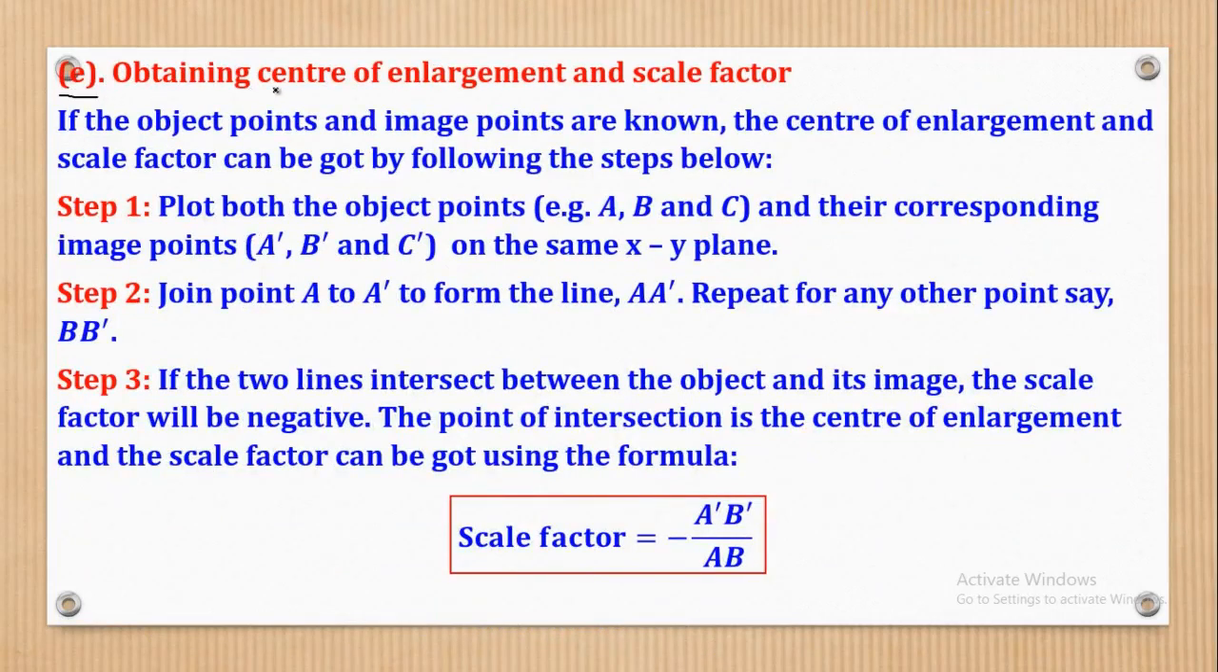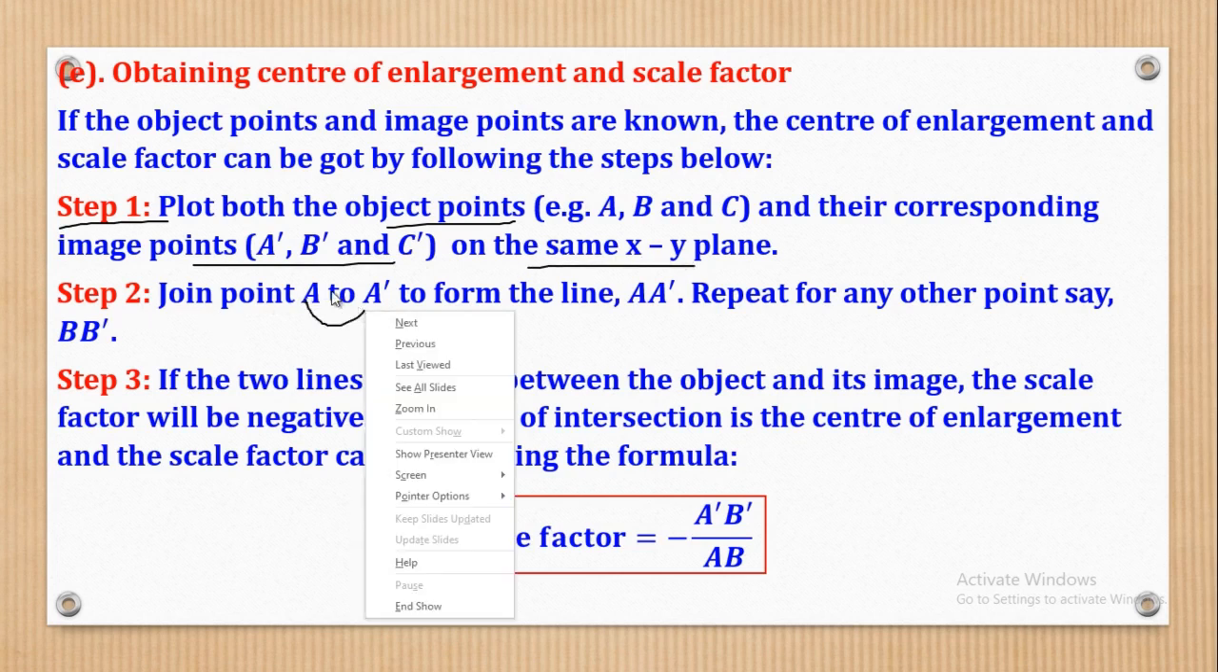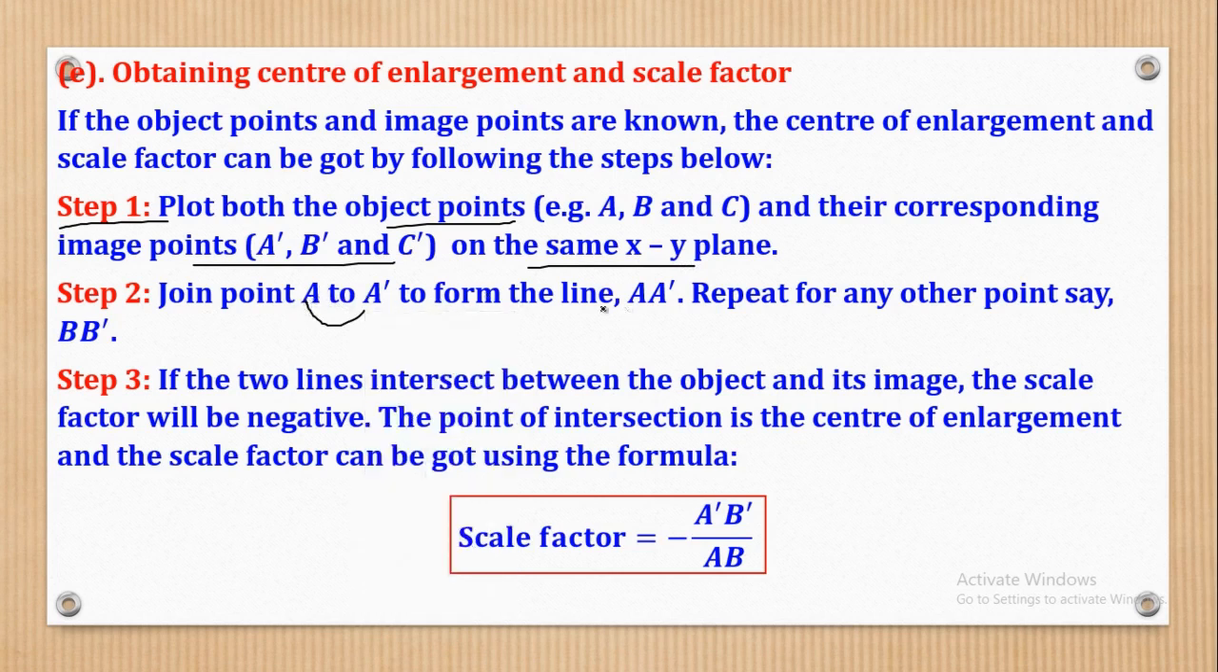Then part E is obtaining the center of enlargement and scale factor. If the object points and image points are known, then the center of enlargement and scale factor can be got following the steps below. The first step is to plot the object points and image points on the same graph. Then step 2, join point A to A prime. So join each object point to its corresponding image point to get that line. Then repeat for any other one line, so let's say B prime.